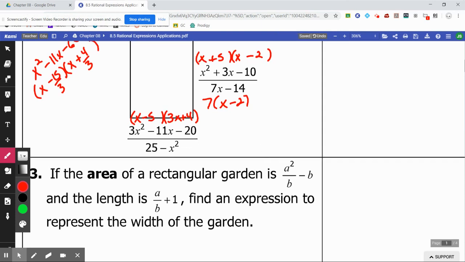Now the 25 minus x squared on bottom, again, I don't like it because the x is not first, so let's first factor out a negative. You're left now with x squared minus 25, which will be equal to negative x plus 5 is difference of squares, and x minus 5.